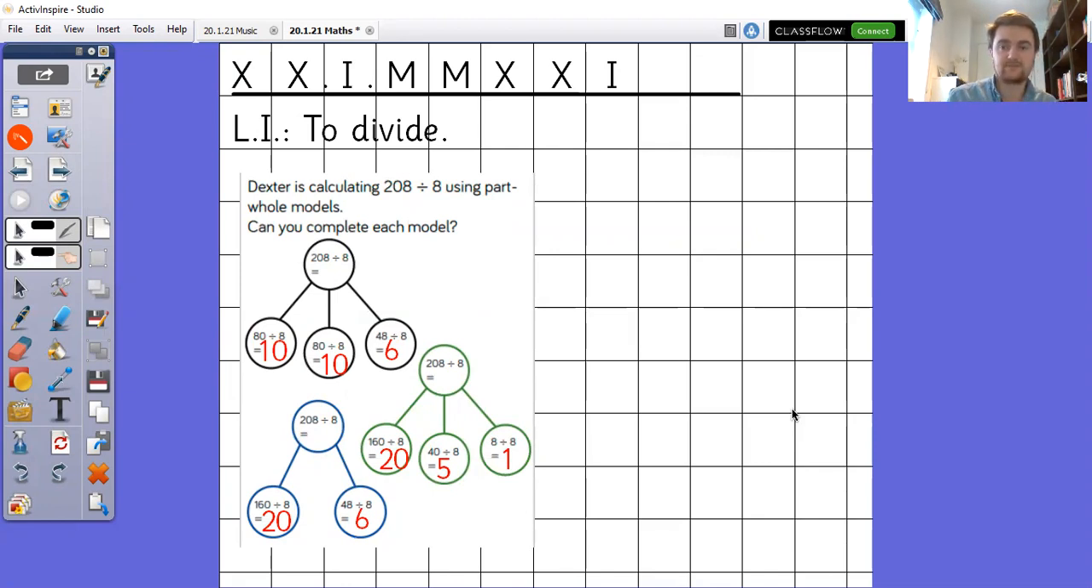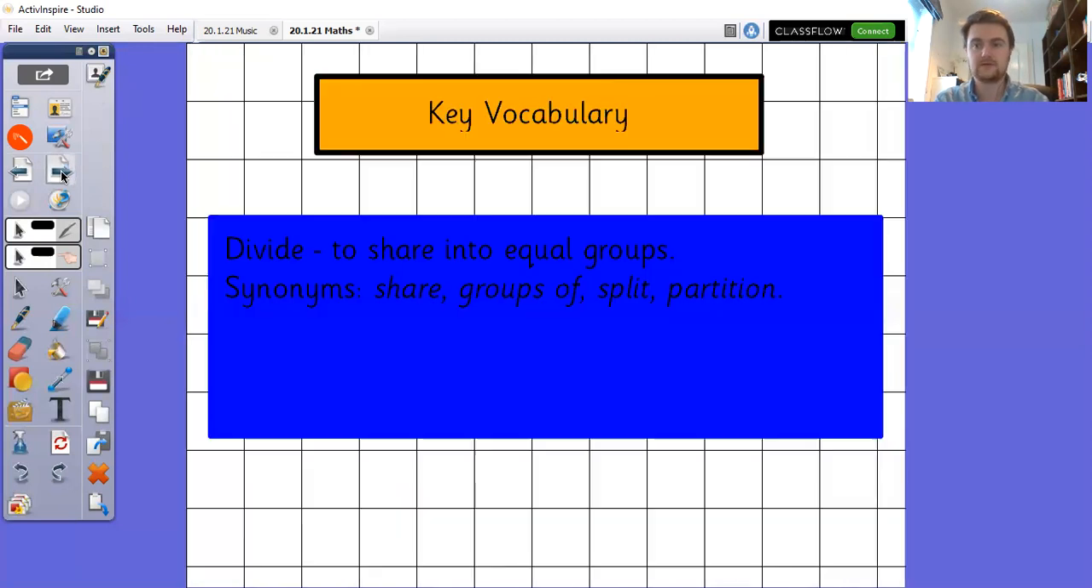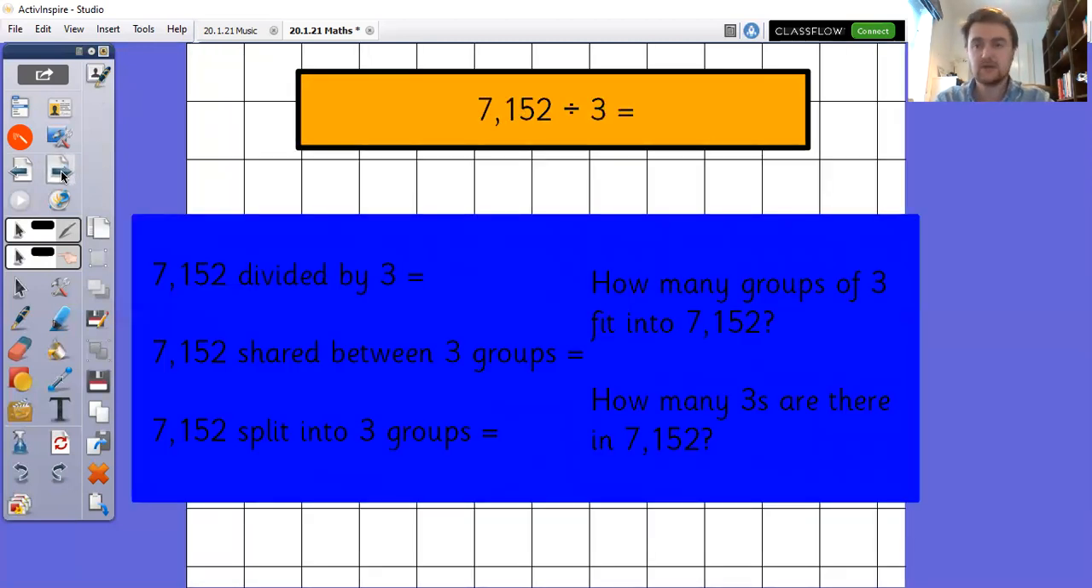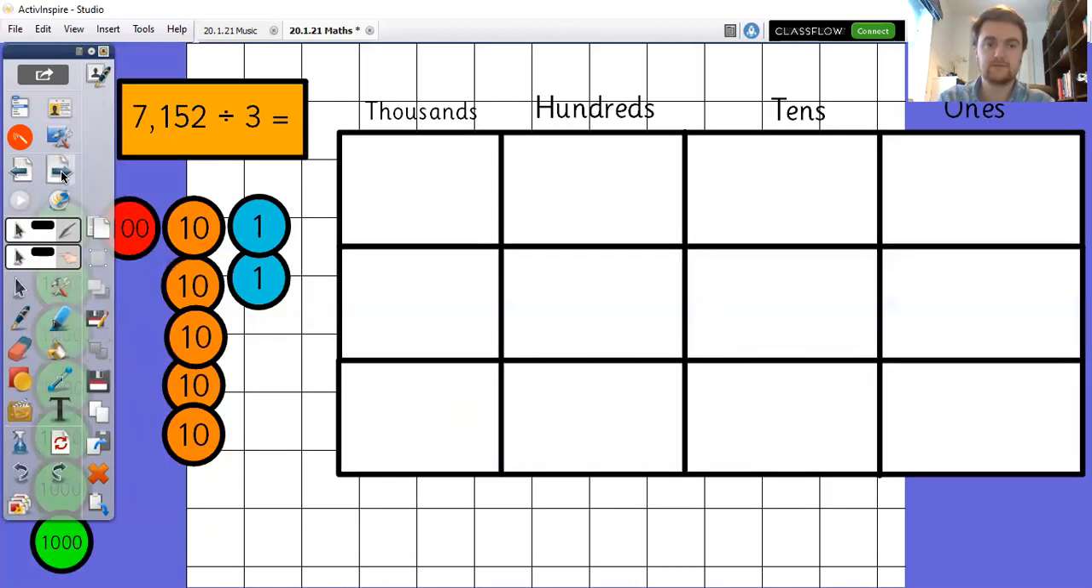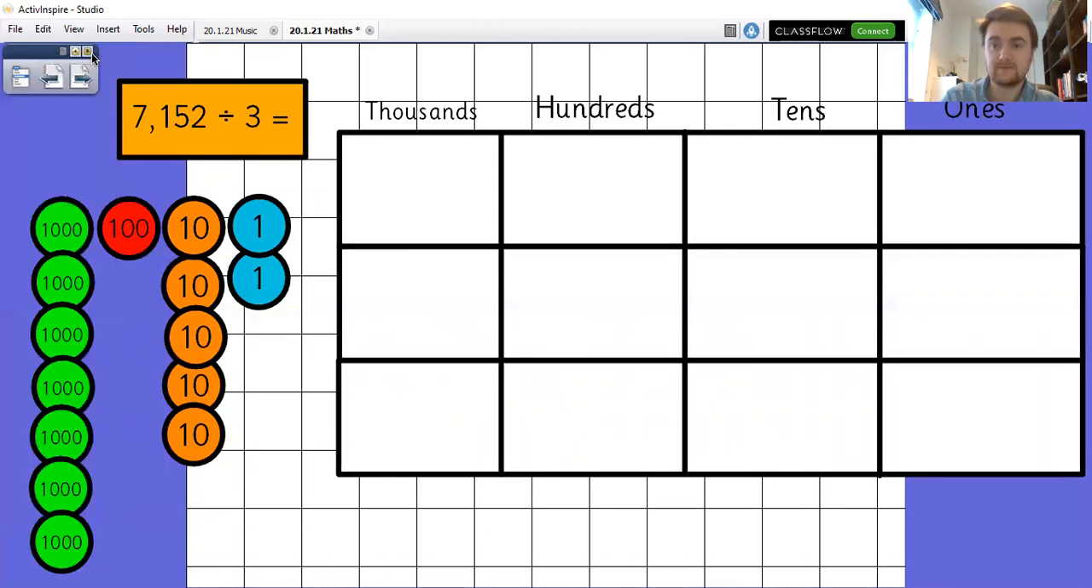Hopefully you might have been able to check this as well using one of the methods that we've been using over the last few days. So we're carrying on today and we are looking at dividing 4-digit numbers by 1-digit numbers using both the physical methods, the visual representations of it, and using the bus-stop method.